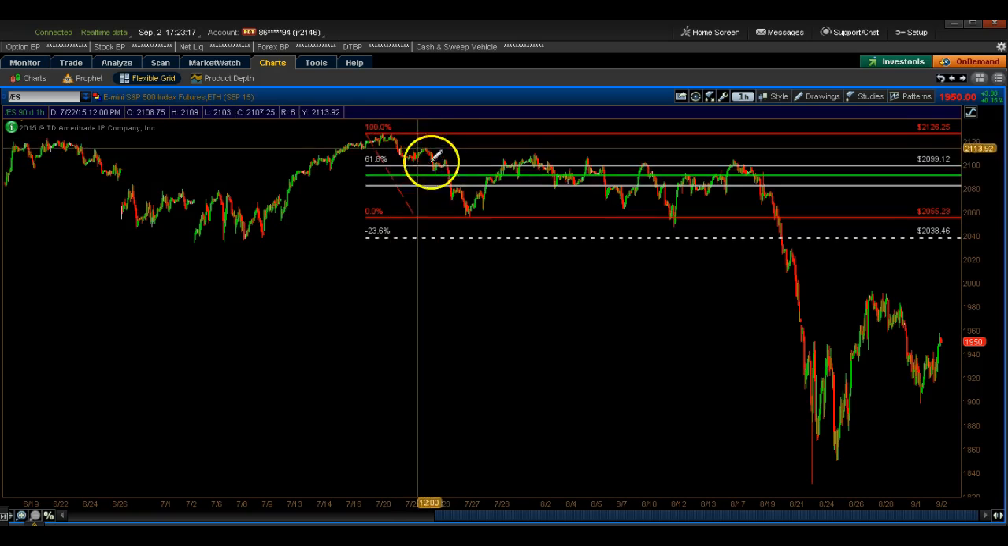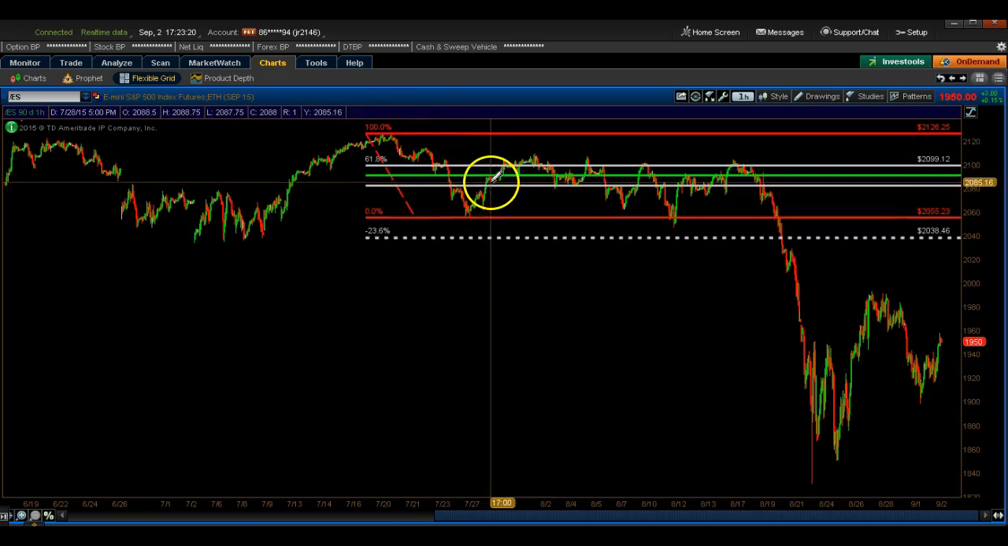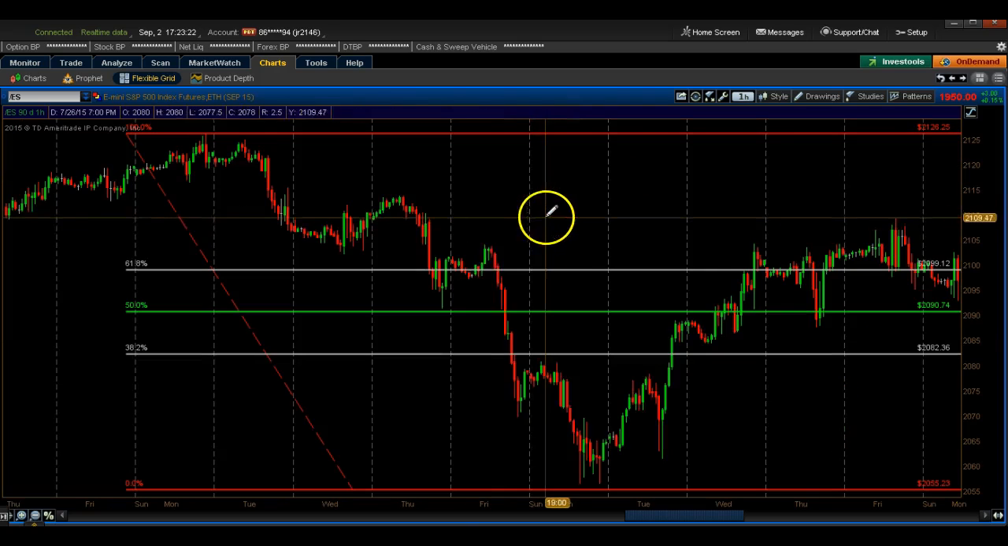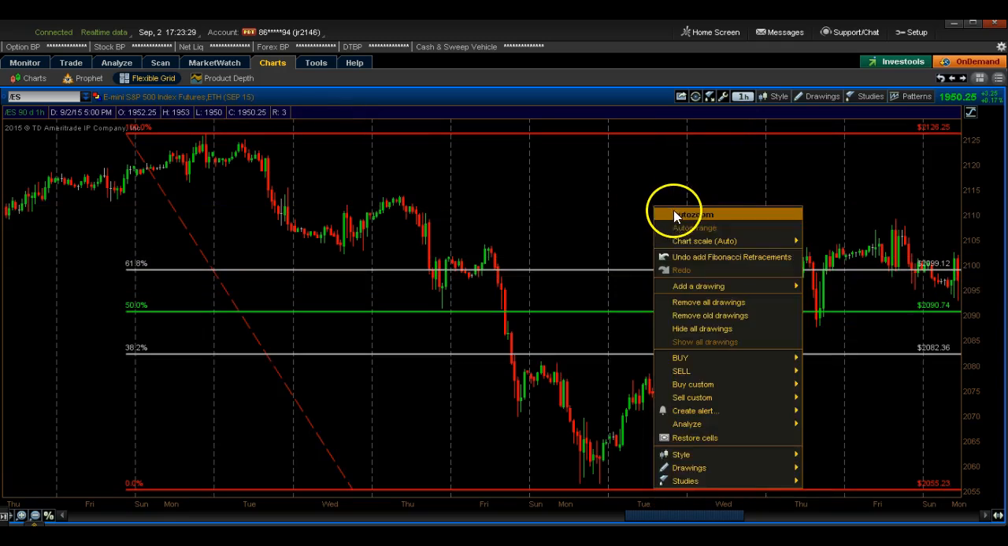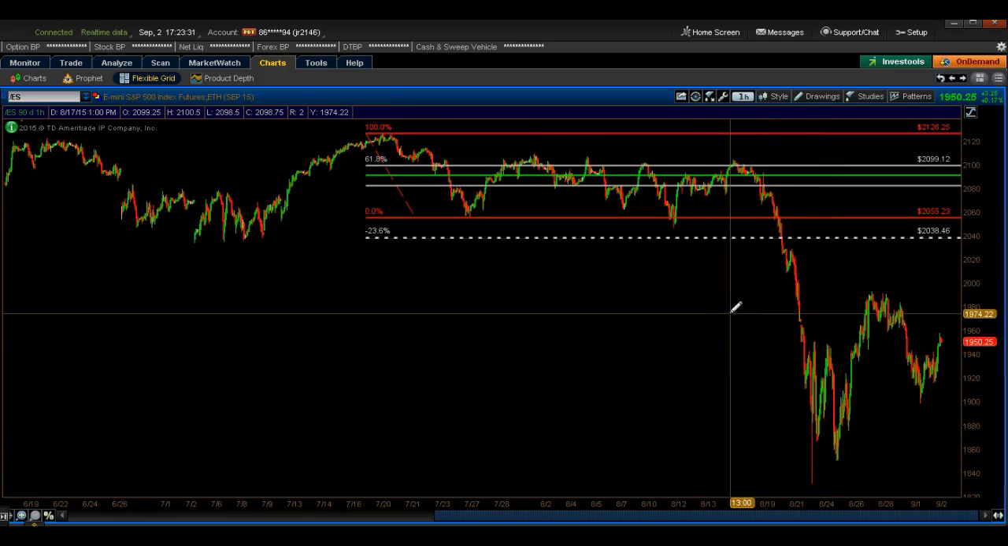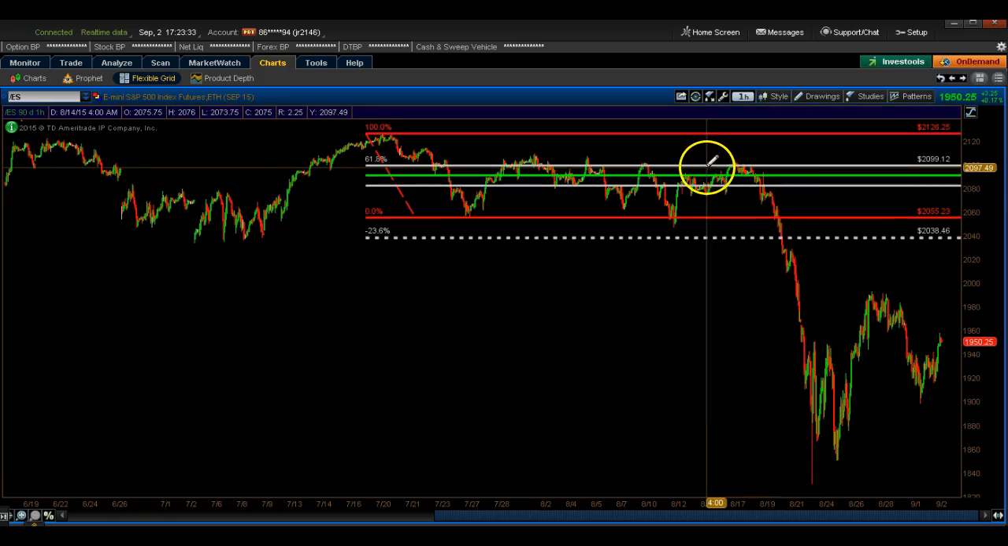Right here, okay? So we make a low and a high, and look, we go right to the 50% and we stall, right? Right to the 50 gets choppy. Right to the 61 gets choppy, right? So these are ways to trade on bigger time frames.